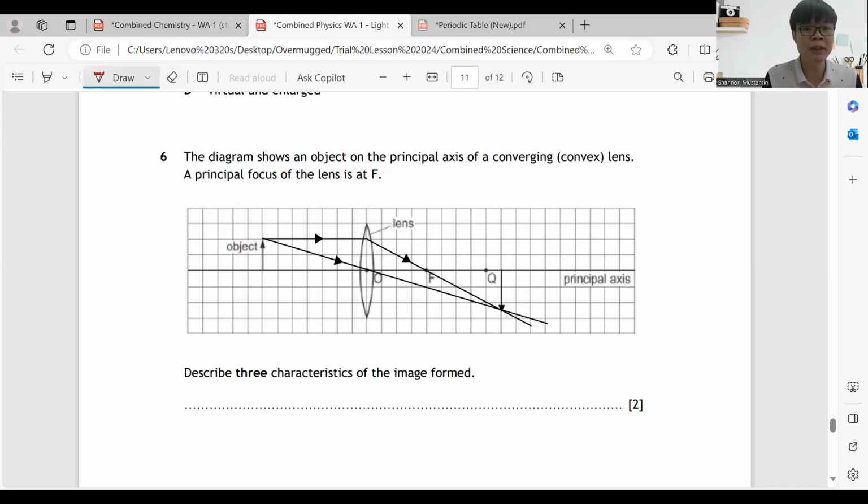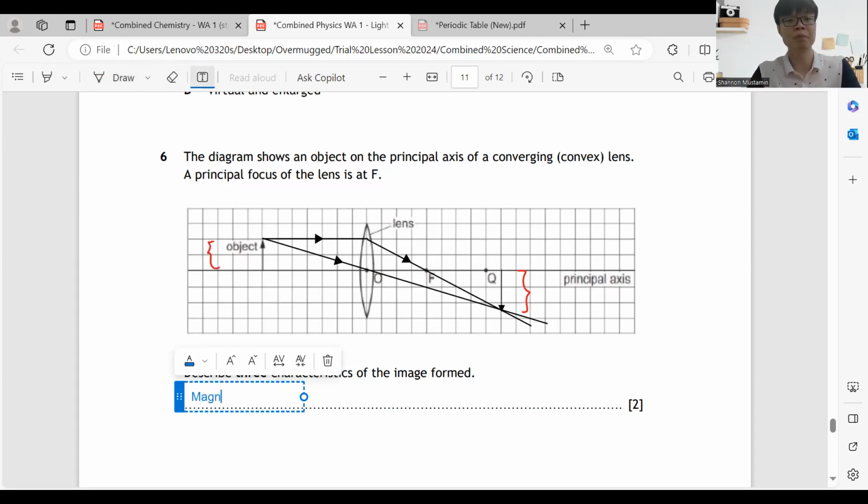A bit subtle over here, but you can see it's more than two squares now. Here it's two squares. So we say it's magnified, or larger. It got turned upside down, inverted. The light rays are meeting on the right side.